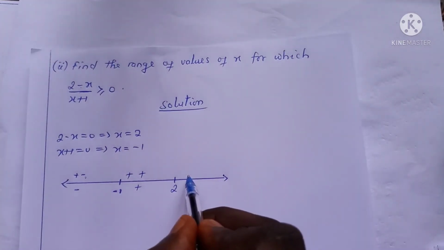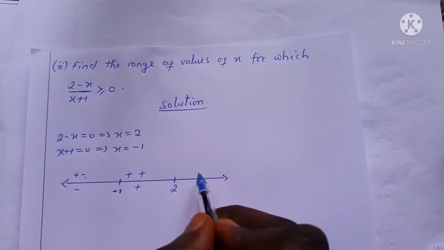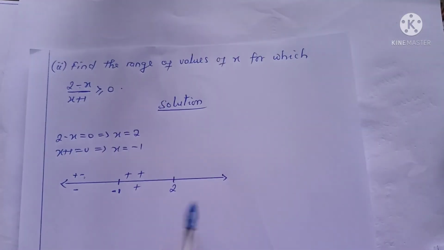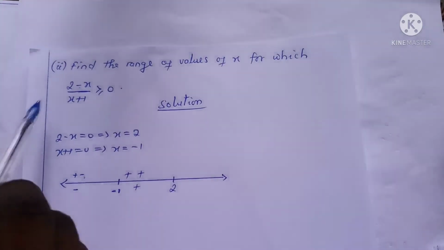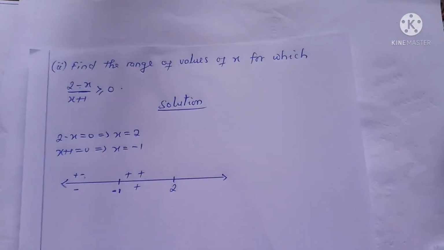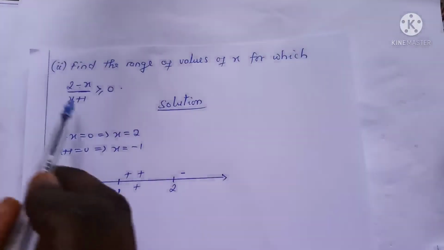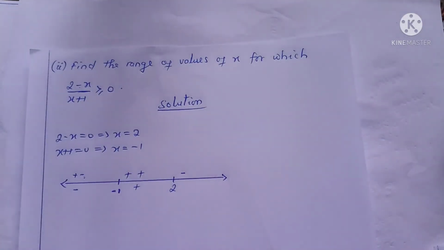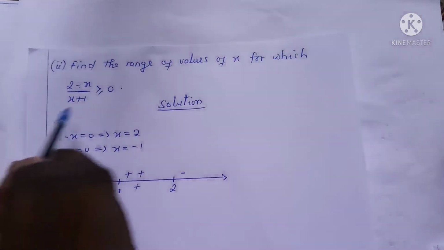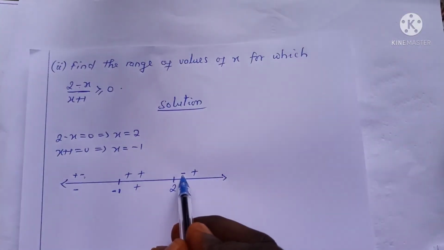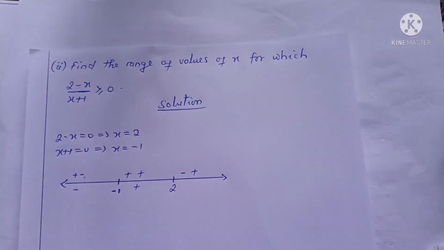And if you choose a number from this region, a number greater than 2, let's take a number, say 3 or 5, let's choose 5. If you substitute 5 in the numerator, we're going to obtain 2 minus 5, which is negative 3. So the sign, we're interested in the sign, which is negative. If you substitute 5 in the denominator, we're going to obtain 5 plus 1, which is 6, which is positive. And if you divide a negative number by a positive number, we're going to obtain a negative number.